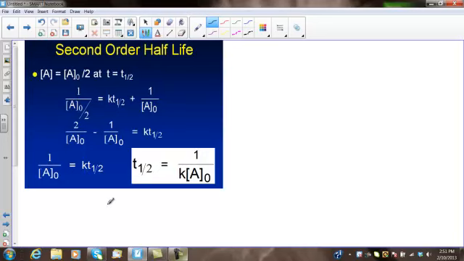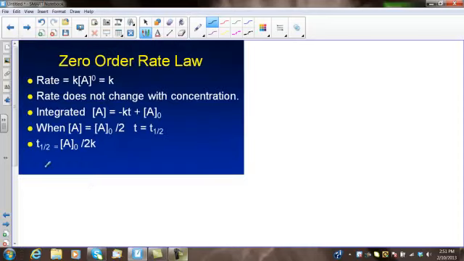The second order half-life equation, this basically tells you how it's derived. You don't need to know how to derive it. t to the 1/2 is equal to 1 over the rate constant times the initial concentration of the substance.